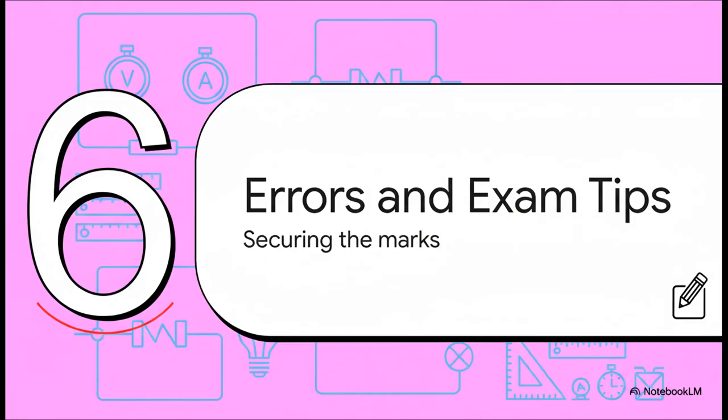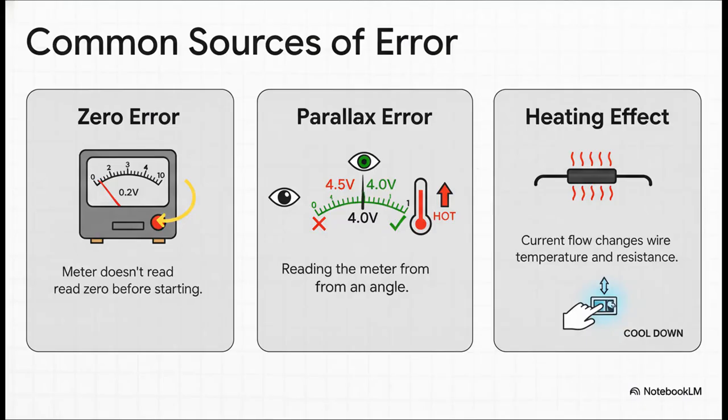All right, we are on the home stretch. Let's talk about the sneaky things that can go wrong. Being able to talk about errors scientifically is where you can pick up some serious marks in an exam, because it shows you really understand what you were doing. These are the big three you need to know about.